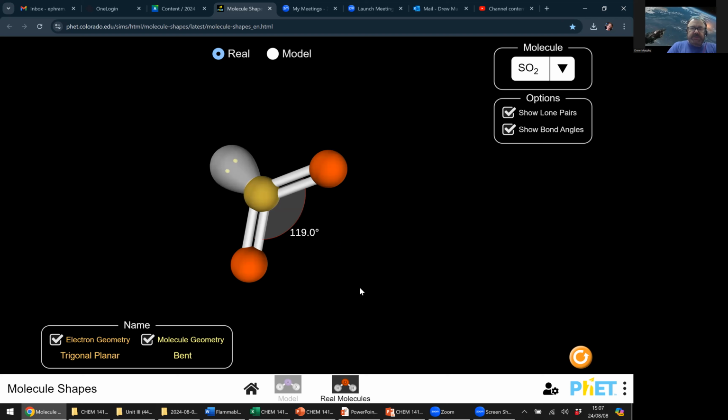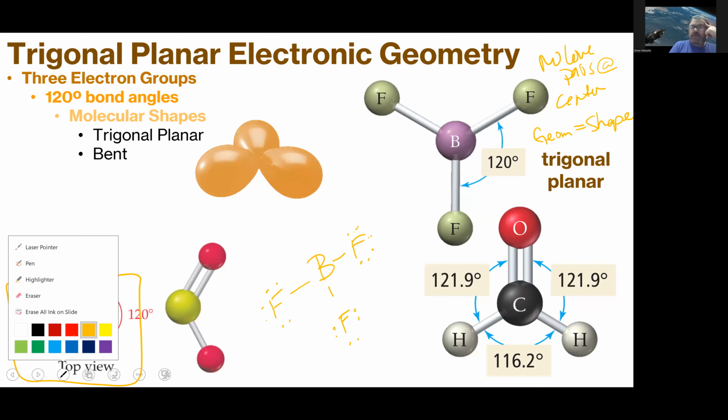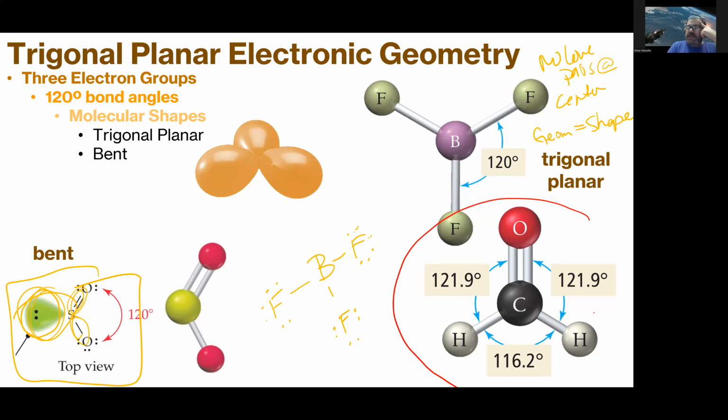If we go back to our PowerPoint, you can notice on the formaldehyde example that it's given us the actual angles here. They're all close to 120, but not exactly 120, but close enough. This is trigonal planar. There's 3 electron groups: 1, 2, 3. That's enough for this one. We'll do other geometries in a minute.